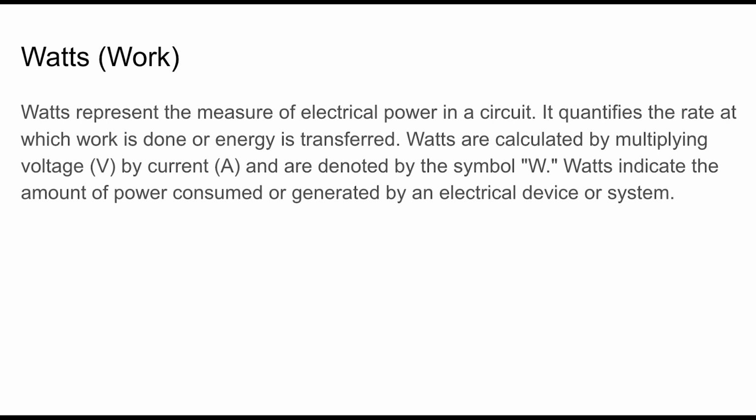Watts, which is work, represent the measure of electrical power in a circuit. It quantifies the rate at which work is done or energy is transferred. Watts are calculated by multiplying voltage by current and are denoted by the symbol W. Watts indicate the amount of power consumed or generated by an electrical system or device.